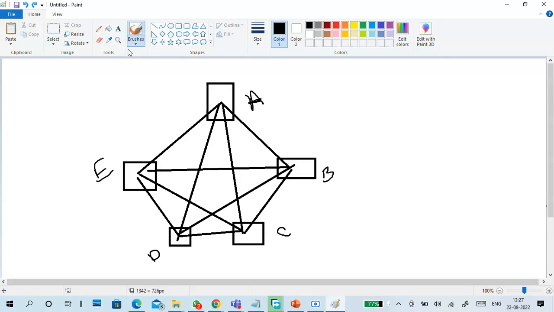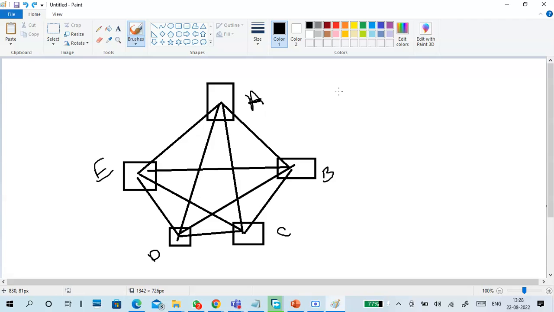If a device is down, say E is down, no problem. All others are communicating with each other. Only that PC won't communicate. If a wire is broken, all others are still communicating; only that PC is not communicating, because that one path is broken. It is highly reliable compared to any other topology.